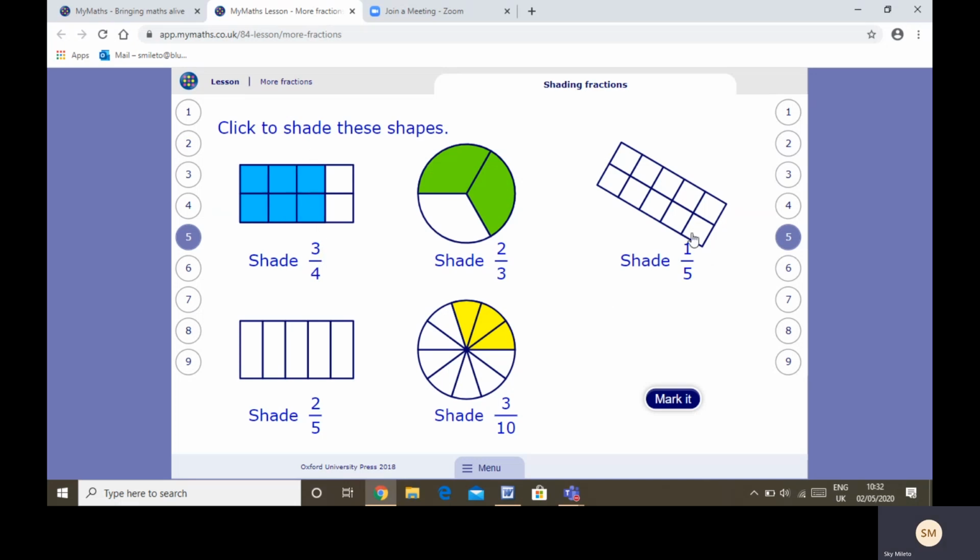It says shade in 1/5. I've got 1, 2, 3, 4, 5, 6, 7, 8, 9, 10. I know if I need to shade in 1/5, it would be 10 divided by 5, which is 2. That would be 1/5. If it was a different number on top, remember, you'd have to do more, but it's only asking for 1/5, and I've shaded in 1/5. This says shade in 2/5. 1, 2, 3, 4, 5. Nice and easy. I don't need to do any divisions because I know that there are 5 parts and I need to shade in 2.